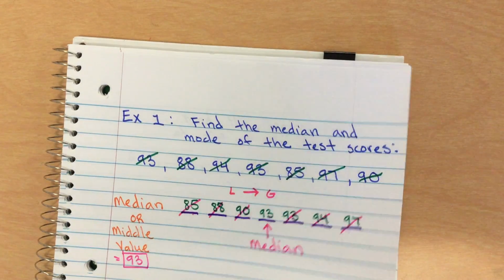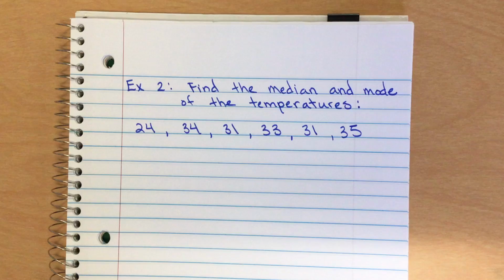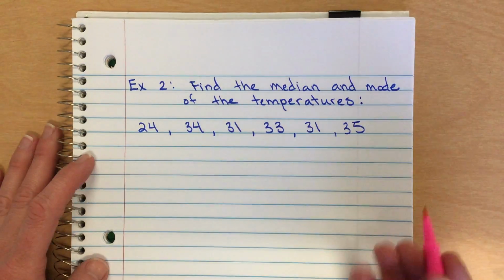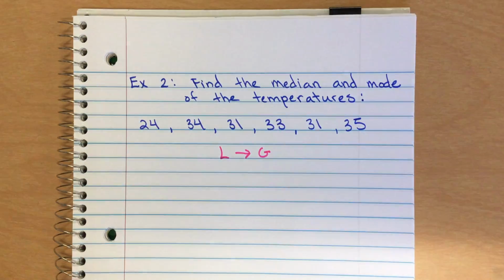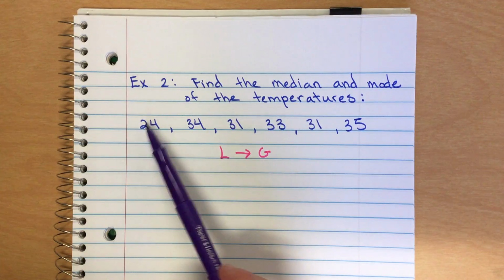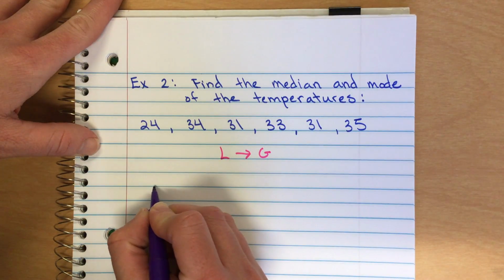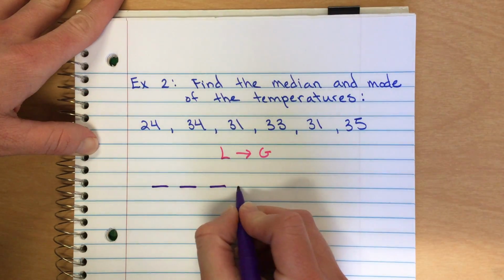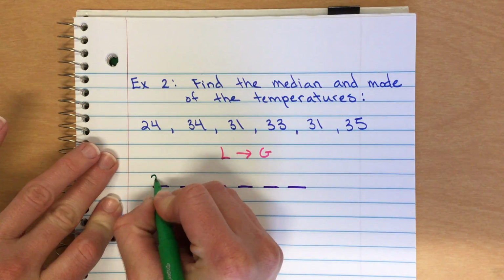All right, let's look at another example. Now we're going to find the median and mode of the temperatures. Now what's our first step? Yep, we have to order them from least to greatest. Next, we need to count how many items we have in our data set. I have 1, 2, 3, 4, 5, 6 items. So that means I need 6 spaces. Now we can list them in order from least to greatest, checking them off as we go.